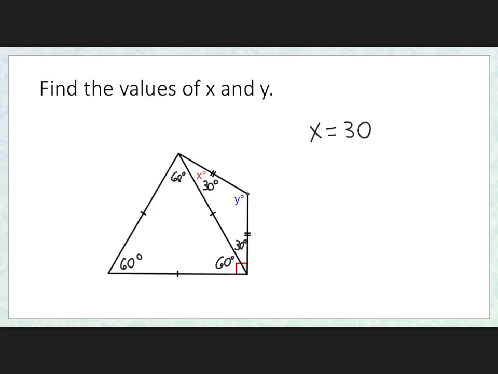Since we know there are 180 degrees inside of a triangle, and each of the base angles are 30 degrees, we can subtract those two 30-degree angles from 180 to determine what y is. 180 minus 30 is 120. So the angle represented by y is 120 degrees. So y equals 120.